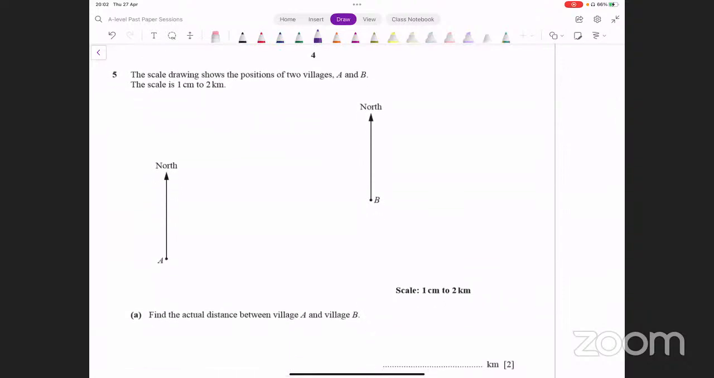Question number 5, it says the scale drawing shows the positions of 2 villages, A and B. The scale is 1 centimeter to 2 kilometers. 1 centimeter represent कर रहा है 2 kilometers को इस diagram के ऊपर. In the first part, it says find the actual distance between village A and village B. अच्छा, तो आपने क्या करना है, A और B के दरमियान में डिस्टेंस फाइंड करना. अब ये आपके पास जो डायग्राम होगी पेपर के अंदर वो टू स्केल दी होगी, राइट? आपने क्या करना है, आपने अपने स्केल से ये डिस्टेंस मेजर कर लेना है.